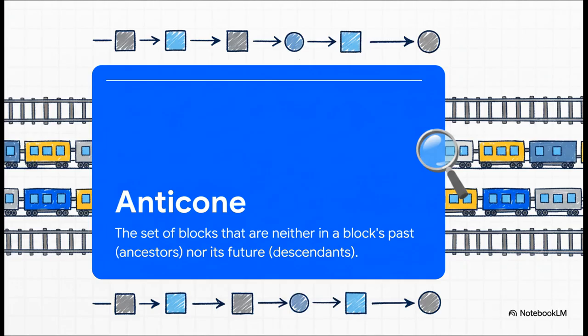Let's go back to our train analogy. Imagine you're sitting on your train. The anticone is all the other trains on the adjacent tracks. They're not ahead of you and they're not behind you. They're just next to you. In a DAG, this group of parallel side-by-side blocks is the anticone, and it's the source of all the unique challenges we're about to explore.